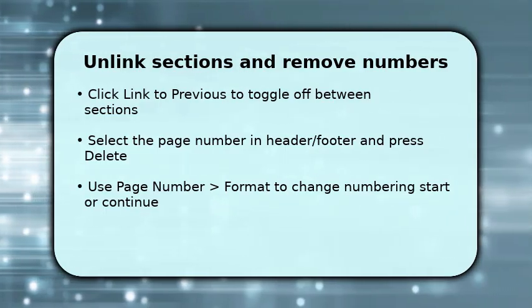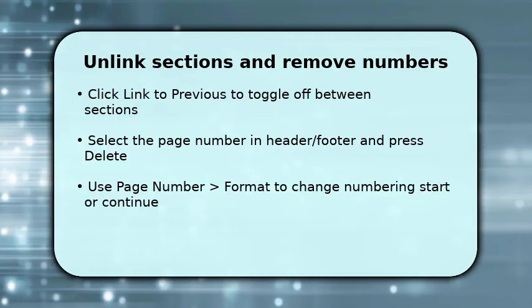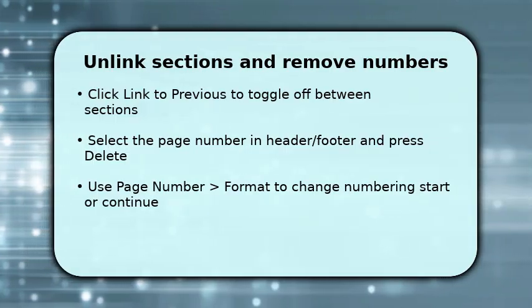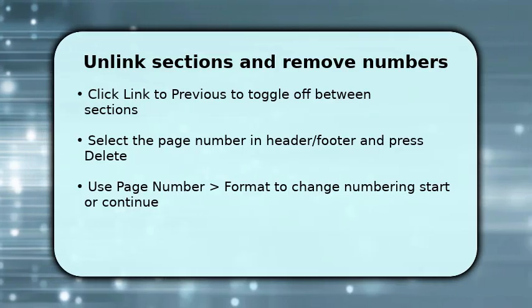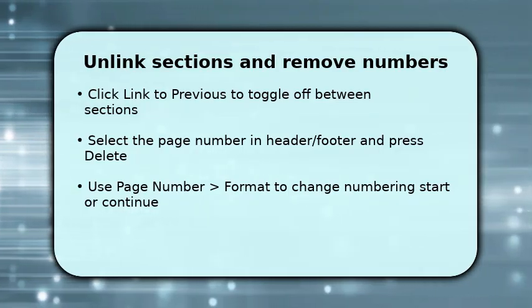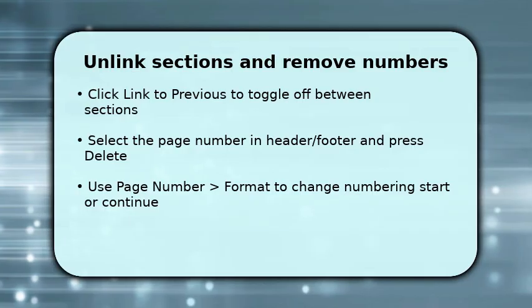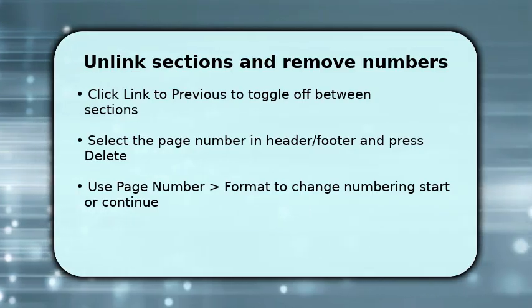Click Link to Previous in the Header and Footer tab to toggle it off for that section. This prevents changes from cascading. Next, click the page number in that section's header or footer and press Delete to remove only those numbers.